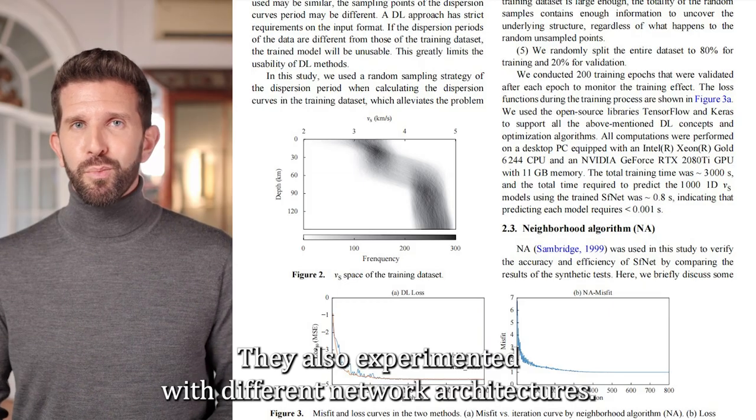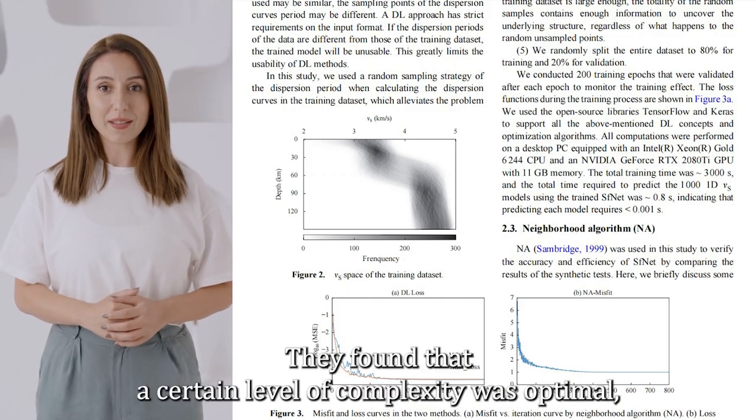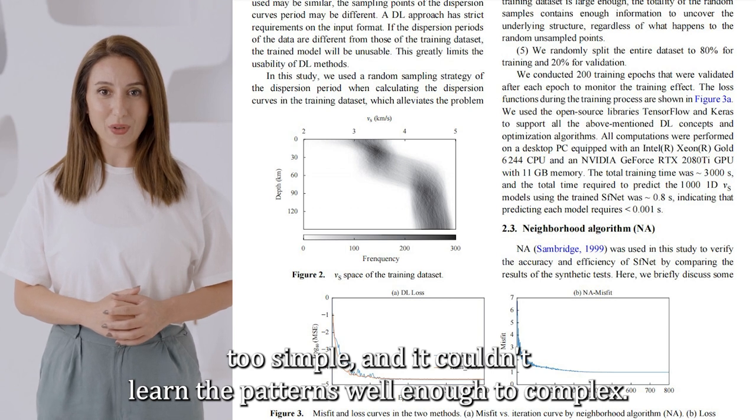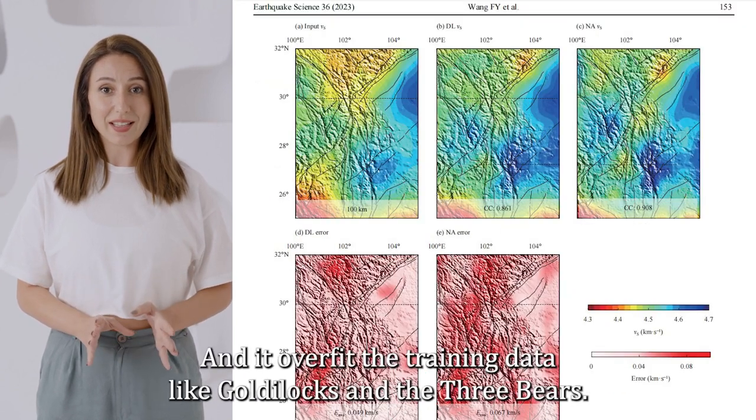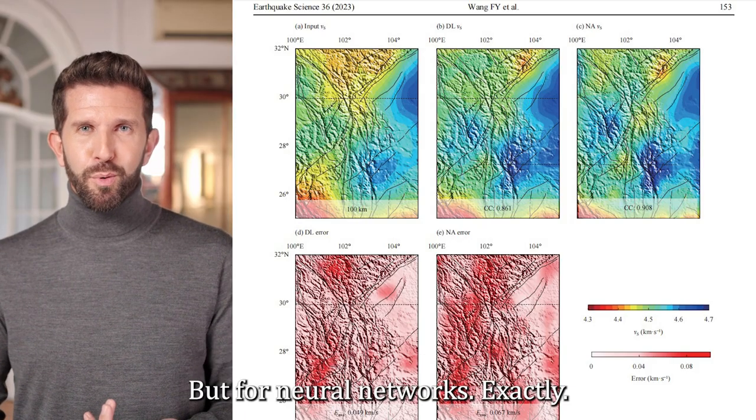They also experimented with different network architectures, right? Yes, they tweaked various parameters to optimize the network's performance. They found that a certain level of complexity was optimal. Too simple, and it couldn't learn the patterns well enough. Too complex, and it overfit the training data. Like Goldilocks and the Three Bears, but for neural networks?